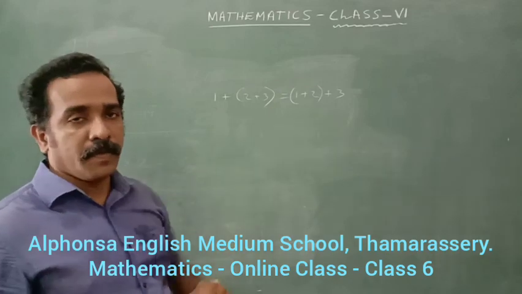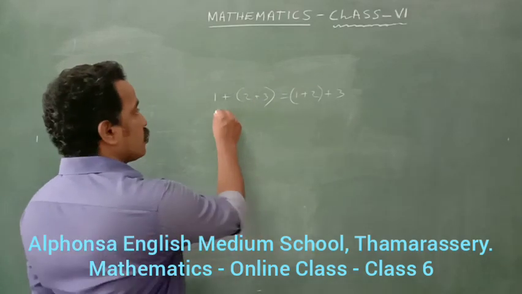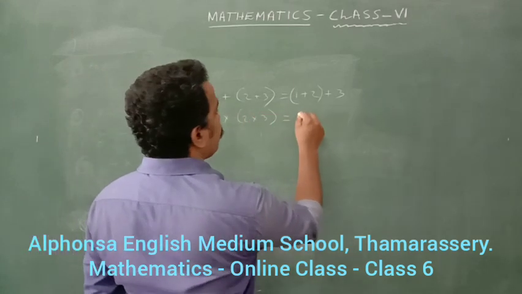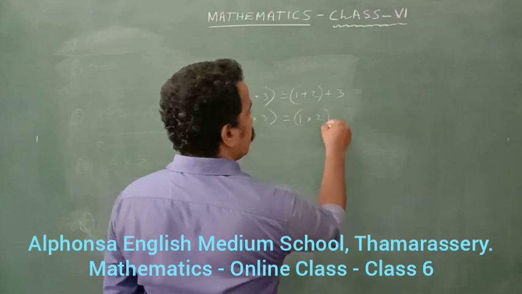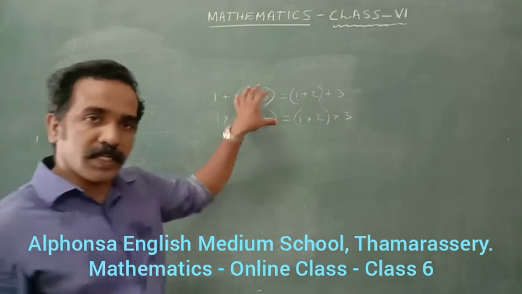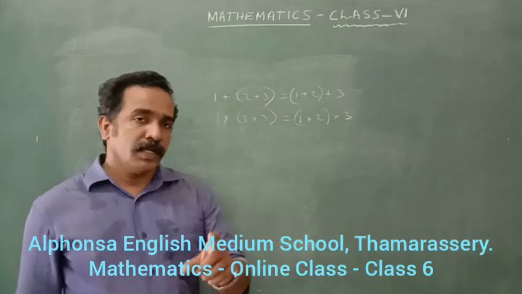You can group. So addition, in case of multiplication also, 1 into 2 into 3 is equal to 1 into 2 into 3. So associative property satisfied with respect to addition and multiplication. But subtraction and division, it is not satisfied. Why?